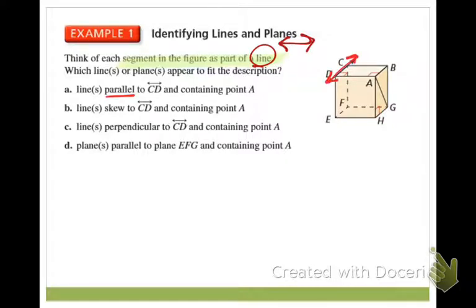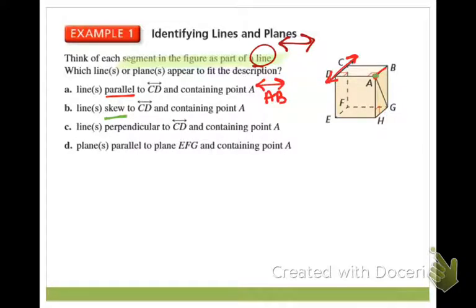So we got CD, containing point A. So whenever we name a line that's parallel to CD, it has to have point A through it. There might be one answer, there might be many. So what will be parallel with CD? AB. Do we see any others? Does that contain point A? FE is parallel, but it doesn't contain A. So that's the only one I see. Now we're going to name some that are skew.